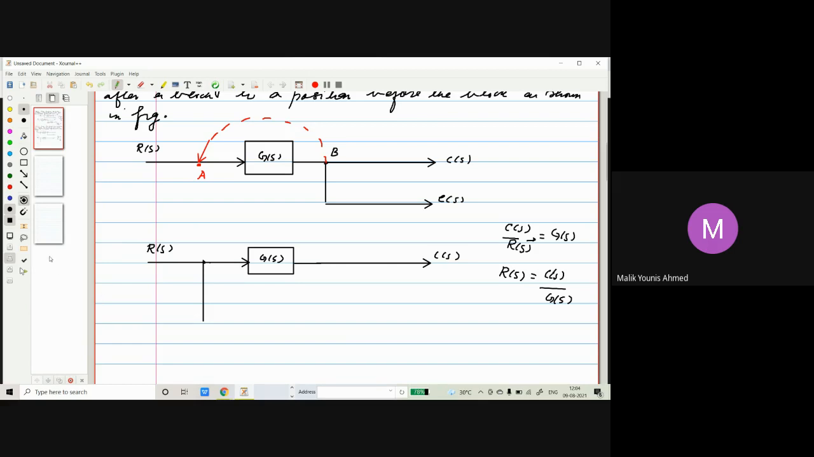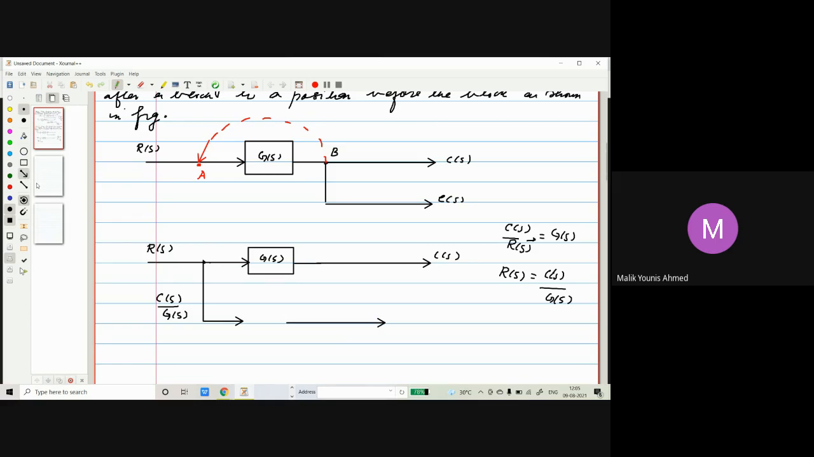Okay, let me draw this first. So here the input going in will be R(S), which can also be written as C(S) divided by G(S). So input going into something, let's say that's a block, is C(S) by G(S). Now the output, we know, even though we are moving this point, is not going to change. Output is the same. Integrity of the circuit is not going to change. So output will remain as C(S).